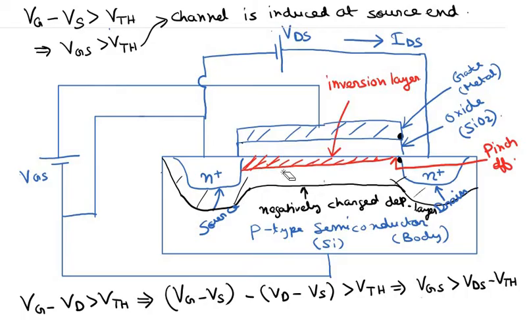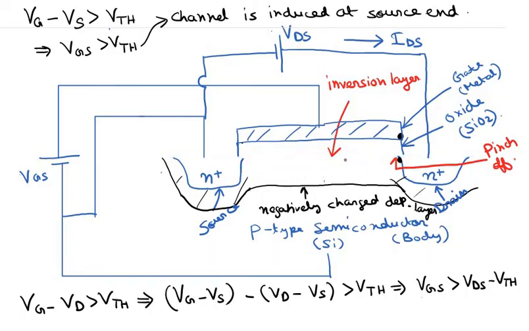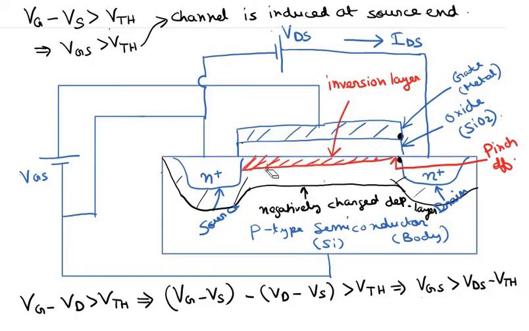Okay, so initially let us assume that VDS is 0. So if VDS is 0, in that case the channel is going to have equal strength at the drain end and the source end, or the channel is going to have the same density of electrons at the drain end and the source end. Okay, so initially VDS was 0, the channel is uniform everywhere.